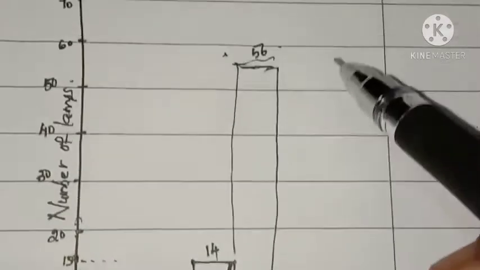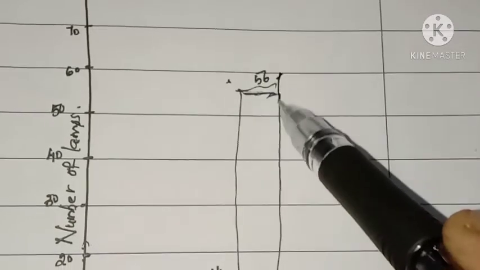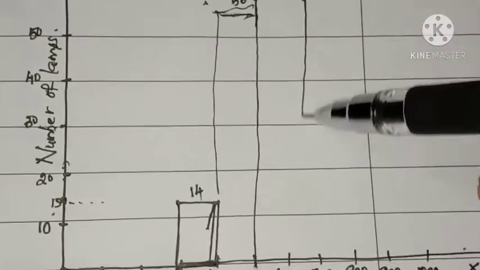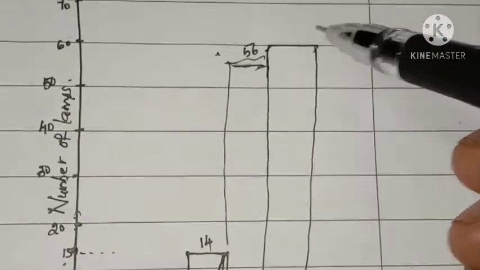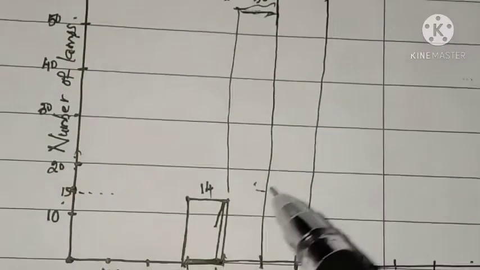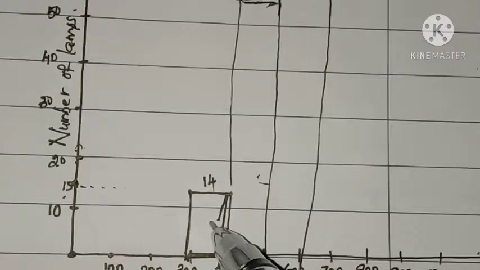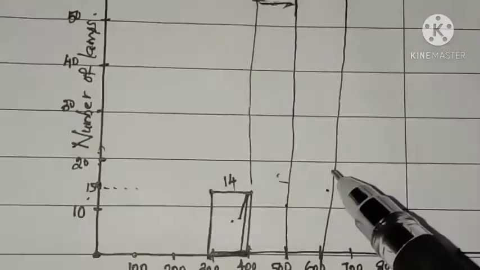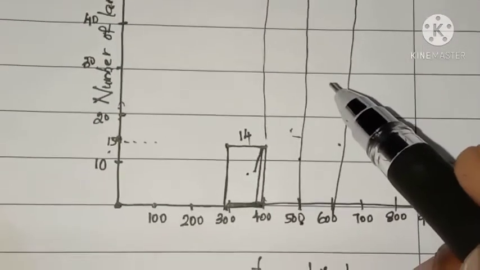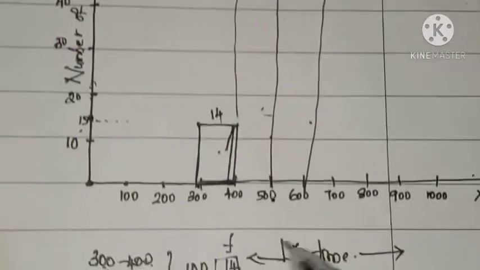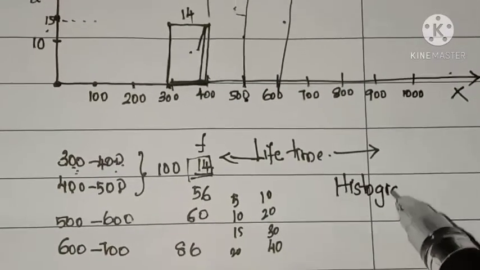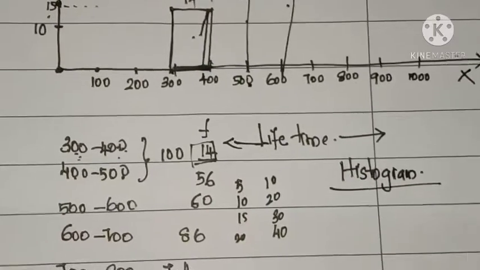Now 500 to 600. Frequency is 60. So 60 means here. Draw the rectangle of height 60. So complete the histogram. You can see that the histogram is closely arranged rectangles. In this manner we can easily draw the graph of any given data in the form of a histogram. I hope it's clear to you.